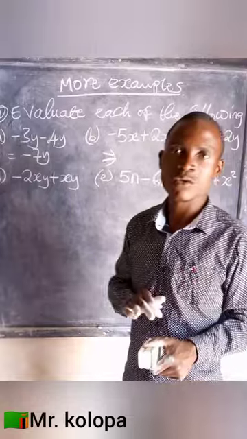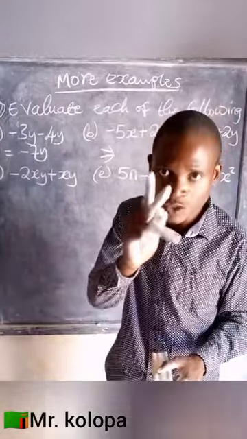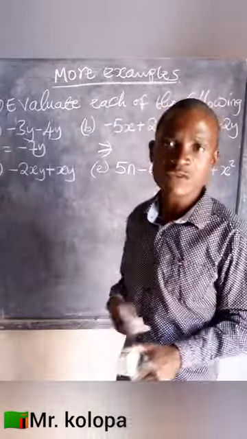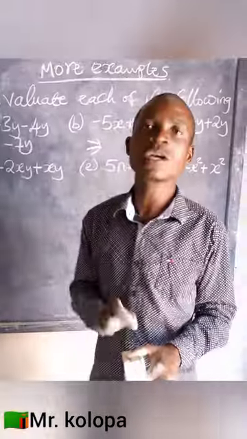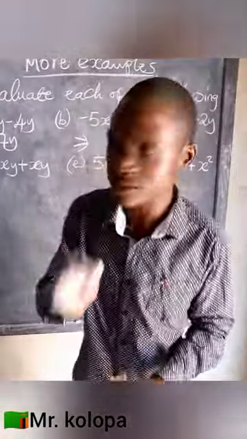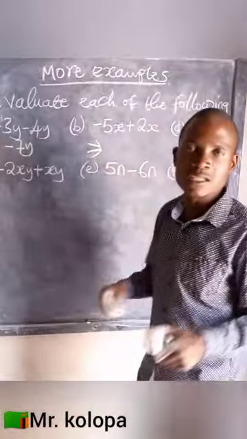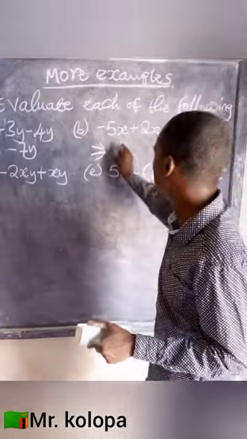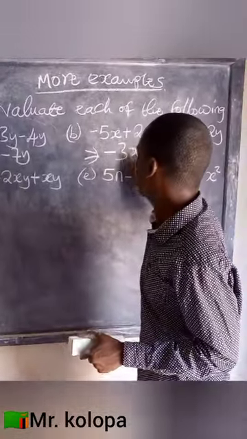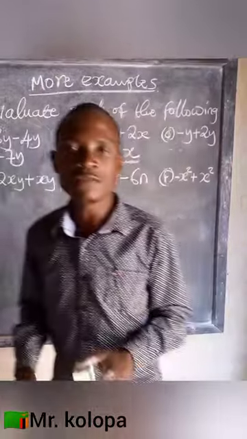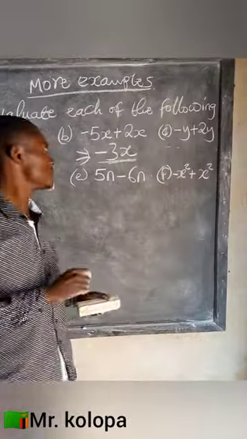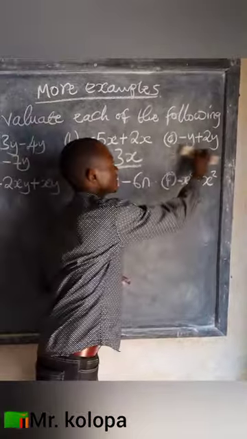When you get 3, what would be the sign of 3? Because we are having two signs there, you look at the sign of the bigger number. The sign of the bigger number will be the sign of your answer. So the bigger number there is 5 and it's having a negative. So your answer will be negative 3x.